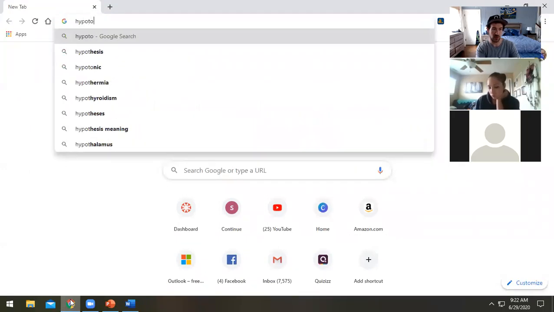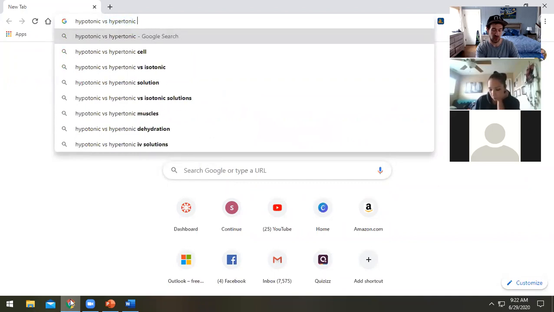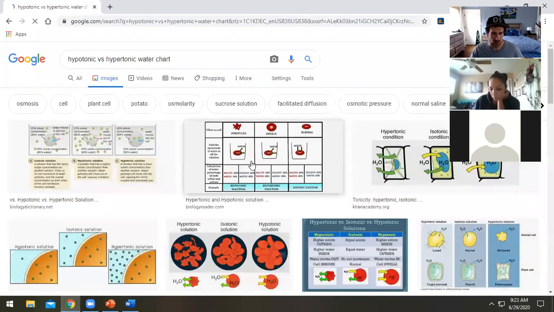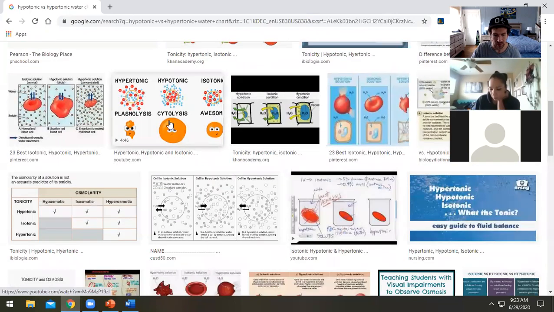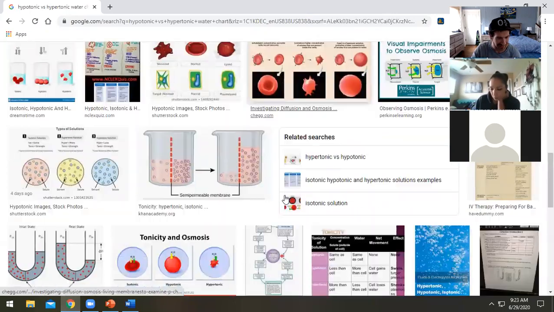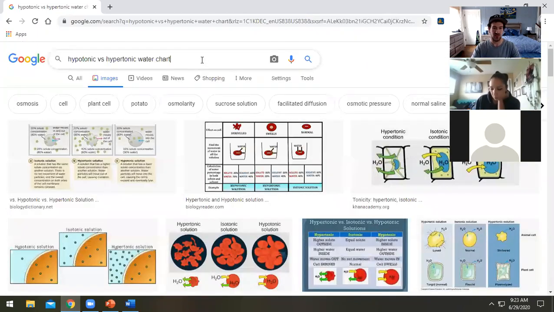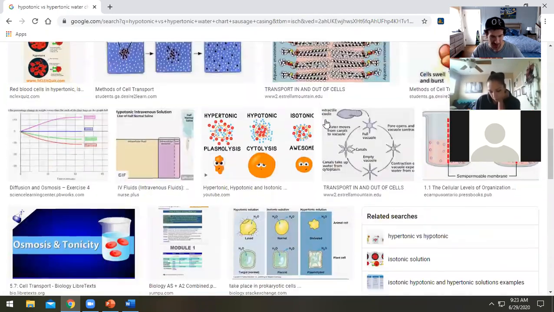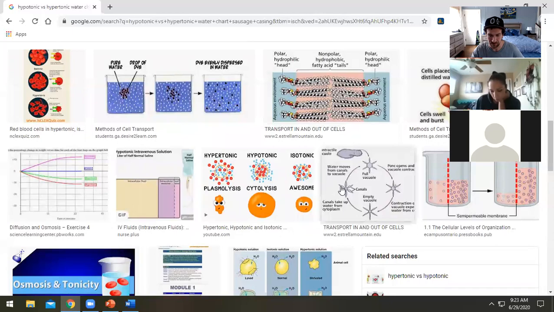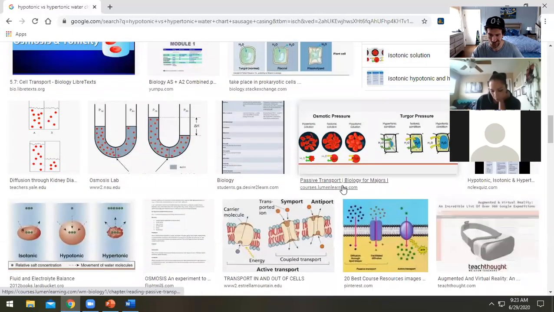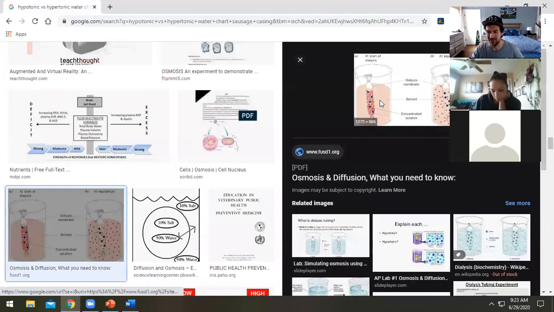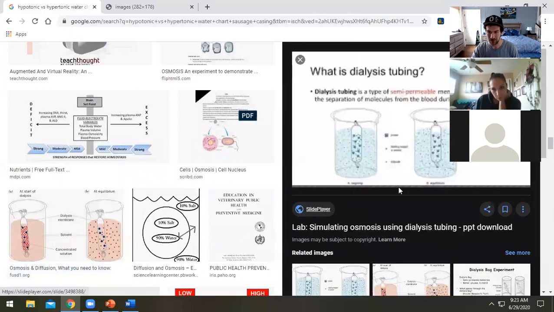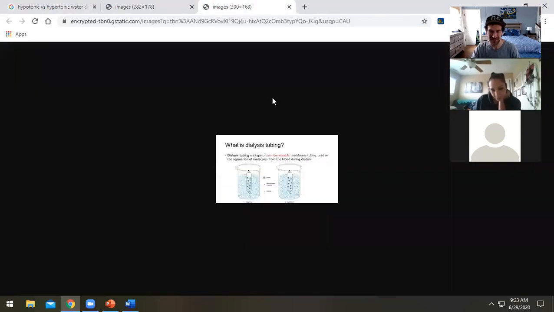Let's see here, hypotonic versus hypertonic, water. Yeah, we're getting there, and this is where we're headed. We're heading to the blood world eventually. Sausage casing. It's what everybody uses when they show this the first time. They always show a sausage casing in there. People watching this video are probably like, there's no way he's going to find a picture of that. I'm telling you, this is how everybody teaches it.